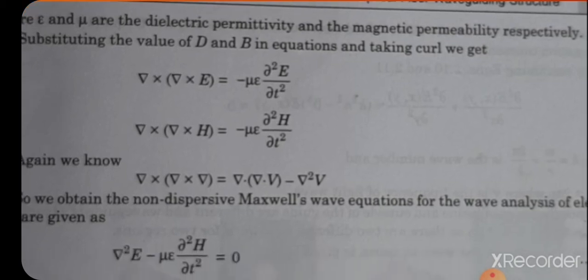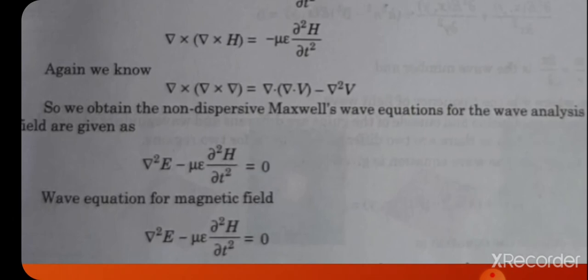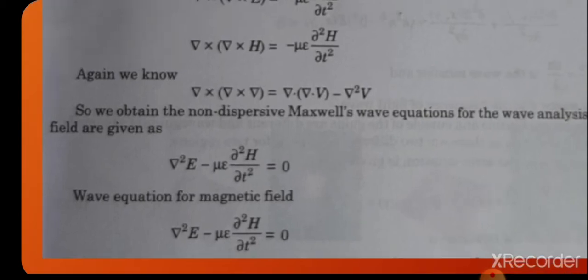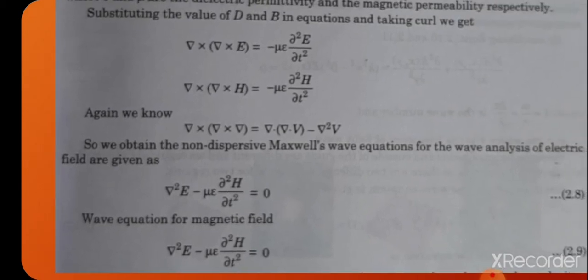So we can rearrange both of these equations. So we will get del square E minus mu epsilon into dou square H by dou T square equal to 0, and also del square E minus mu epsilon into dou square H by dou T square is equal to 0. See, there is no need to explain all the steps, and you have to remember the final equations. For getting the marks, it's enough. Okay. So we don't go for lengthy procedures. Actually I am explaining in order to remember those equations.